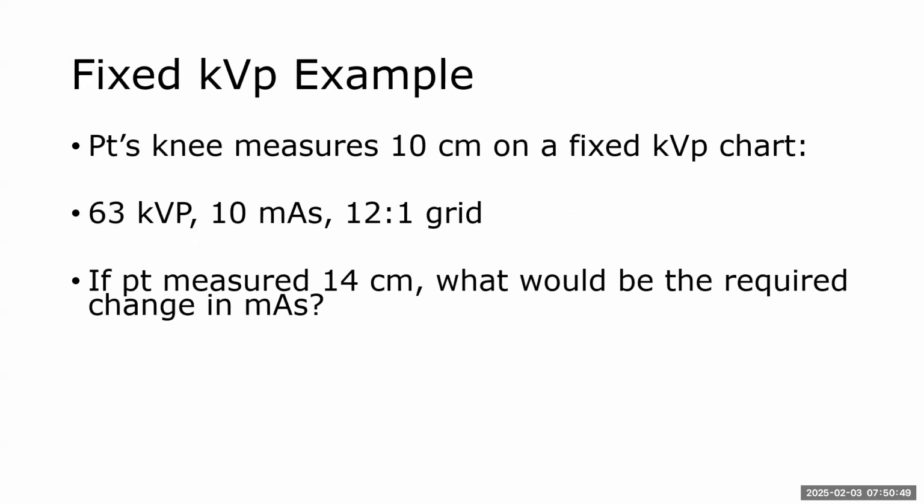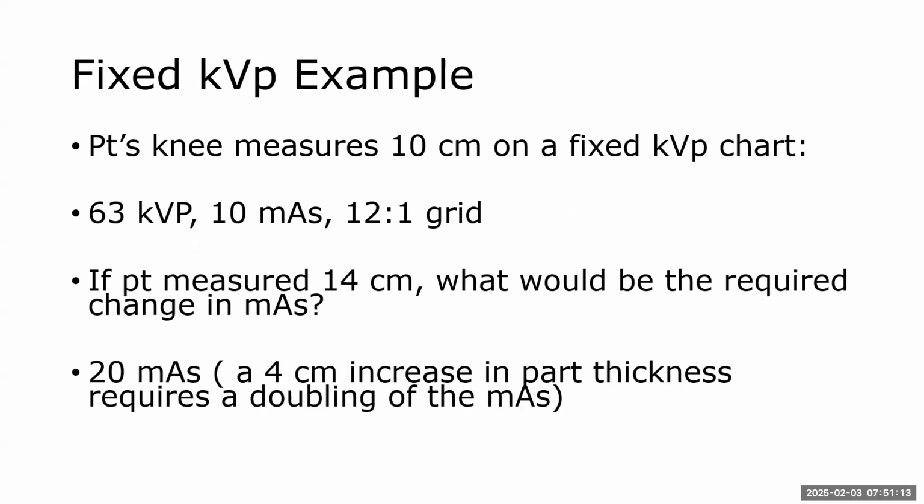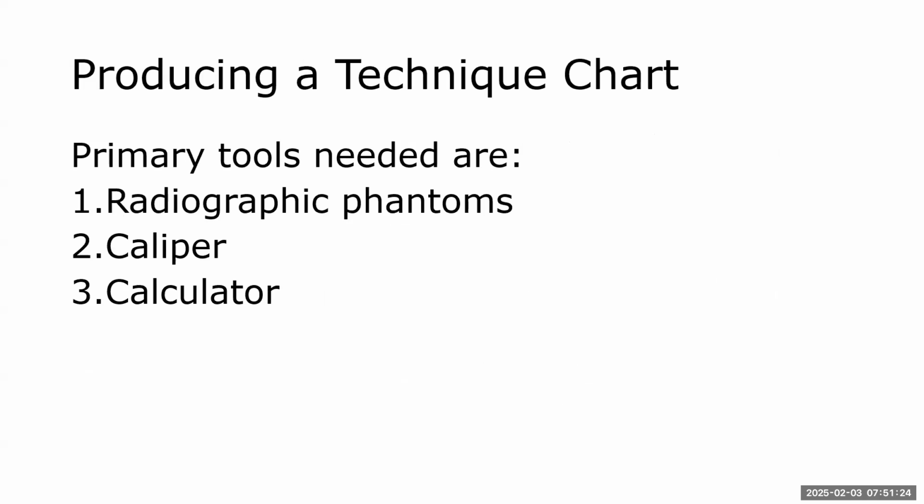Okay. So let's look at another example. If the patient's knee measures 10 centimeters on a fixed kVp chart, and you would use 63 kVp, 10 mAs on a 12-to-1 grid, if the patient measured 14 centimeters, what would be the required change in mAs? Somebody besides Maya. 20. Does everybody agree with that? Yeah, because a 4 centimeter increase in part thickness requires a doubling of the mAs. So we would go from 10 to 20.